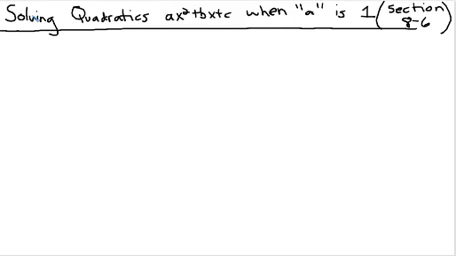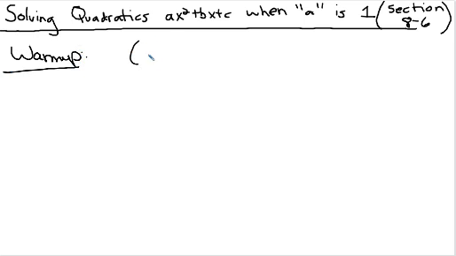Today we're going to work on solving quadratics, ax squared plus bx plus c, when a, that means the number in front of x squared, is 1. This is section 8.6 in your book. And I want to begin by doing a warm-up problem.